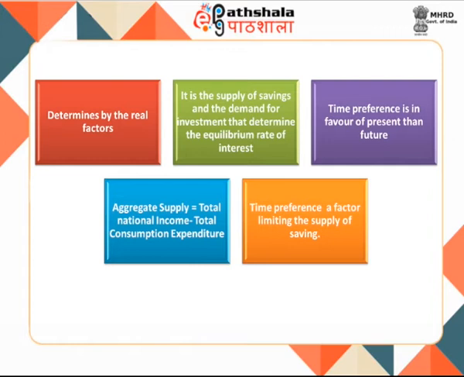According to the classical theory, the rate of interest is a real phenomenon in the sense that it is determined by real factors. It is the supply of savings and the demand for investment that determine the equilibrium rate of interest. The aggregate saving is the difference between the total national income and the total consumption expenditure. Given the current income, there is a natural or normal tendency on the part of economic units to spend that income on current or present consumption.